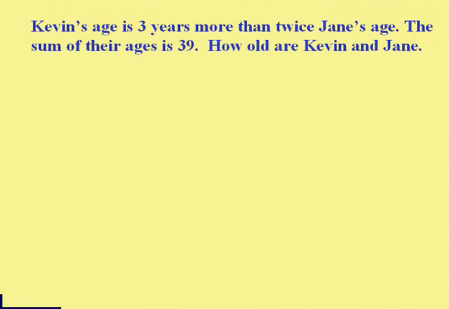Okay, let's try one. We'll pretend you've already written this down on your paper. Kevin's age is 3 more than twice Jane's age. The sum of their ages is 39. How old are Kevin and Jane? Let's begin by naming what x is. What do they want to know? Well, they want to know two things, Kevin and Jane's age. I can't let it equal both, so what I'm going to do is let it equal Jane's age, because Kevin's is larger. Okay, I'm done step 1.